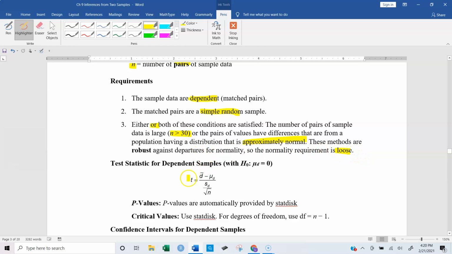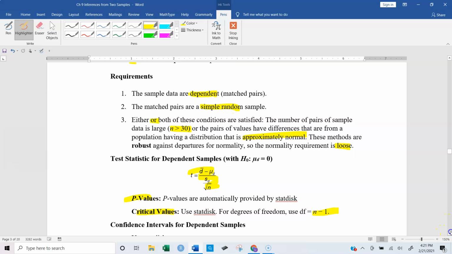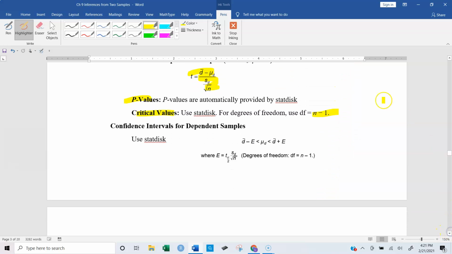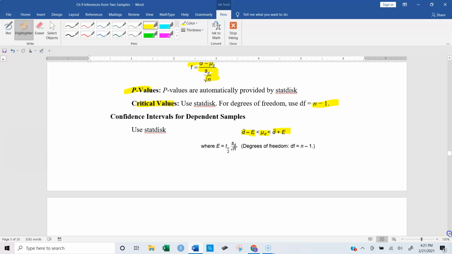We still do have a test statistic formula we can use, but we will be using StatDisk, and we'll be using it for the p-values and the critical values. And your degrees of freedom is n-1 again. Our confidence interval will be the difference between your means minus your error, plus your error, with your population difference in the middle. Okay, let's go and see how we're doing here.